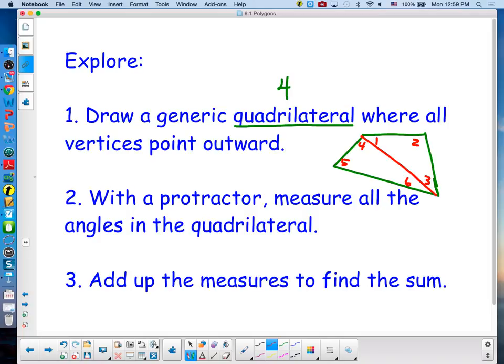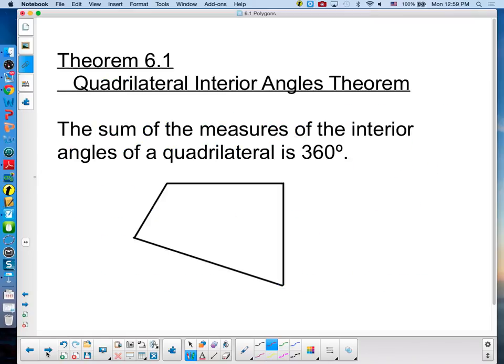Okay, so what kind of shape should the angle measures add up to 360? Quadrilateral, right? Because you could make two triangles out of it. So that is stated in the quadrilateral interior angle theorem. Okay, so that's our theorem for your lesson. The sum of the measures of the interior angles of a quadrilateral is 360 degrees.